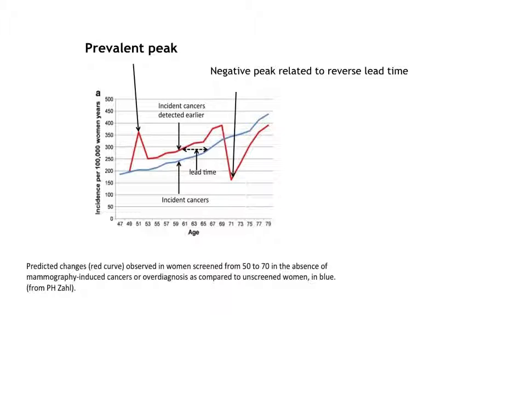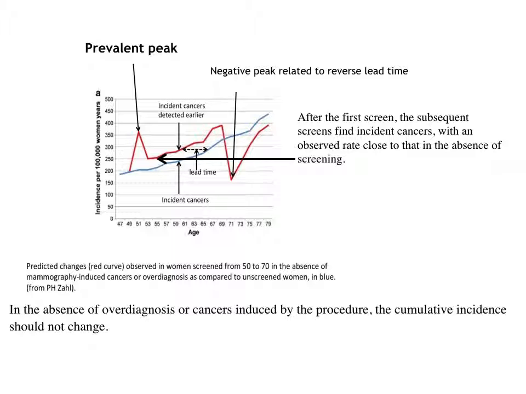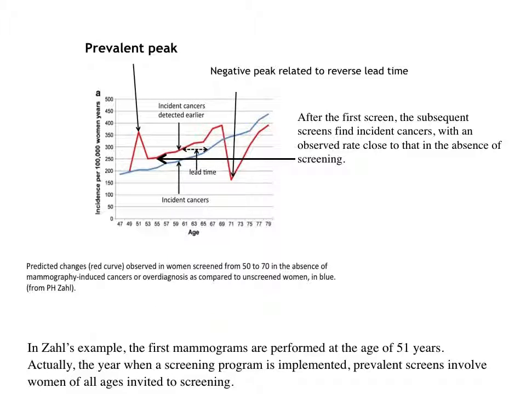This is illustrated in this figure, where you can see the prevalent peak related to the first mammogram, followed by a return close to the baseline level. In the absence of overdiagnosis or cancers induced by the procedure, the cumulative incidence should not change. In this example from Henrik Zahl, the first mammograms are performed at the age of 51 years.